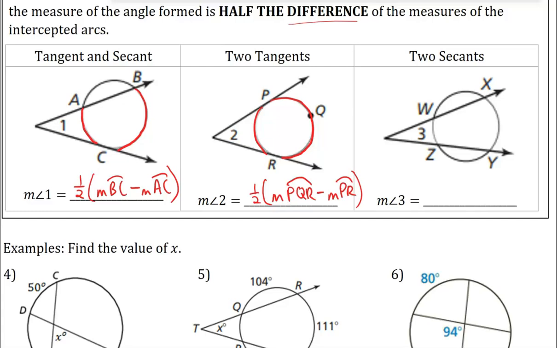We can subtract. And then here we have two secants intersecting, so the measure of angle 3 is half, again, the difference, and now we're looking at this arc and this arc. So the measure of arc XY minus the measure of arc WZ. Okay.